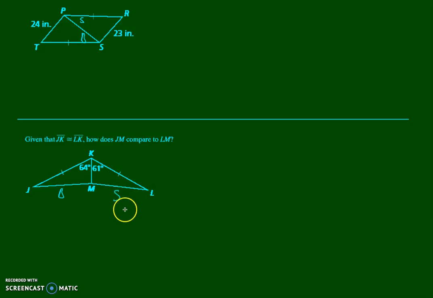So the hinge theorem and converse of the hinge theorem are pretty straightforward theorems, and it just requires making sure that you have two sides of one triangle congruent to two sides of another.